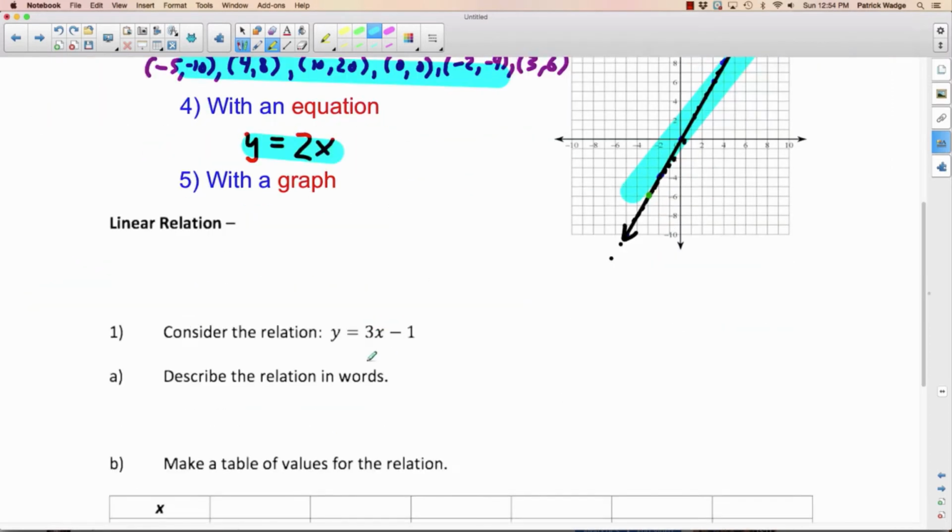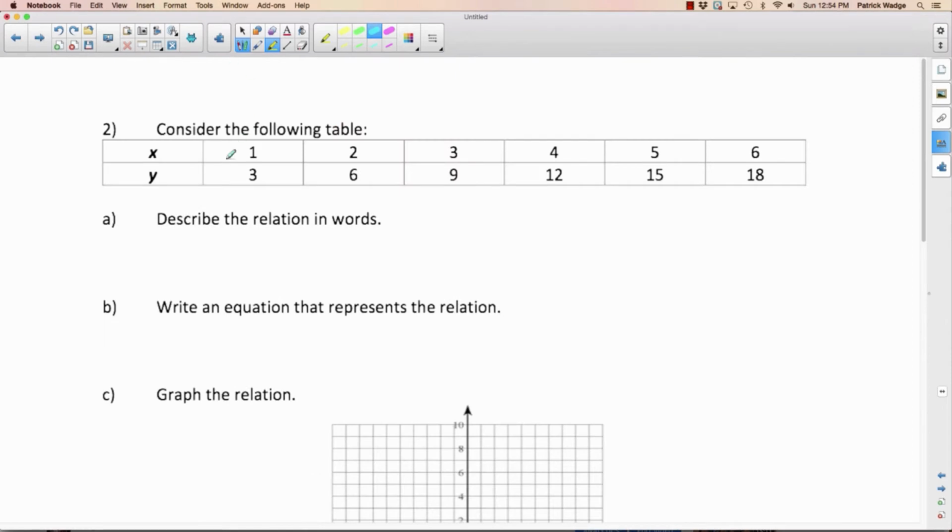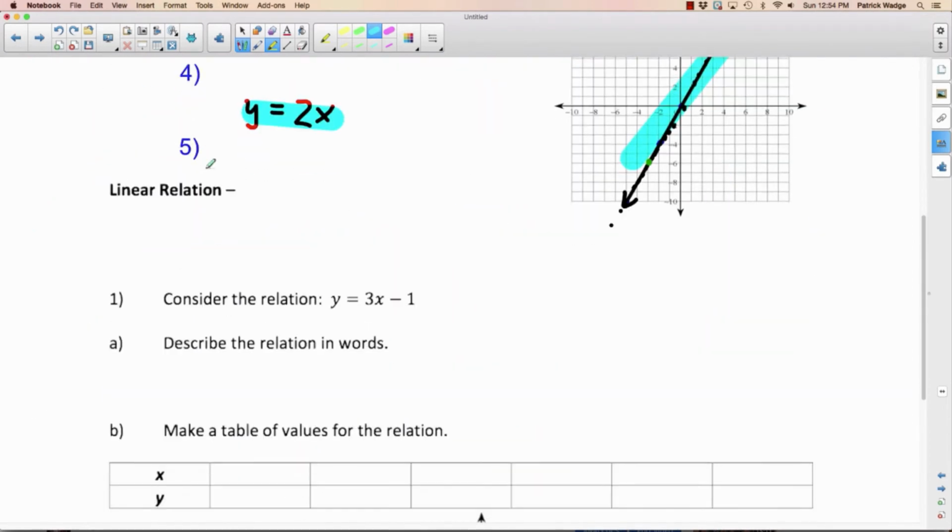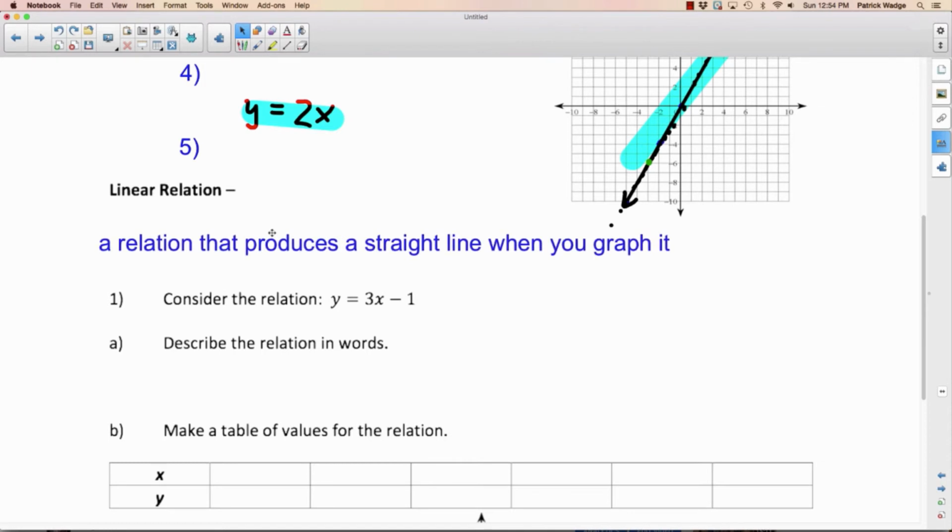But in the next example, I'm going to give you the equation, and you have to figure out everything. And in the last example, I'm going to give you the table, and you have to figure out everything. So before we do that, let's talk about what a linear relation is. It's really quite simple for this year anyway. A linear relation is a relation that produces a straight line. I hope that makes sense.